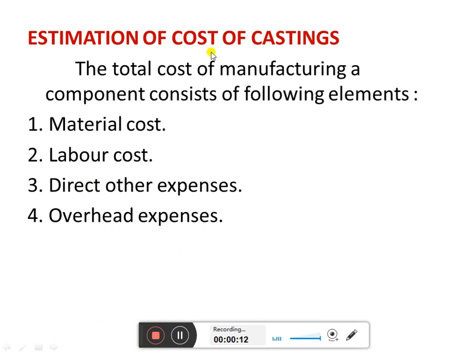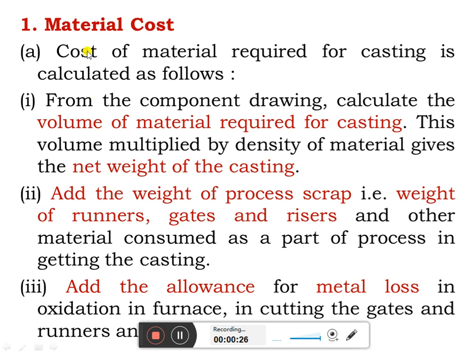So the estimation of cost of casting: the total cost of manufacturing a component consists of the following elements: material cost, labor cost, direct other expenses, overhead cost. So the material cost, the cost of material required for the casting, is calculated as follows.